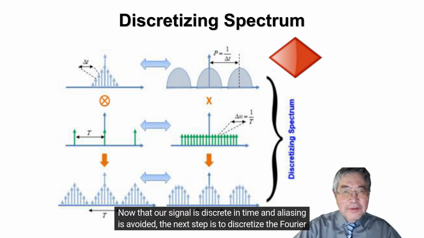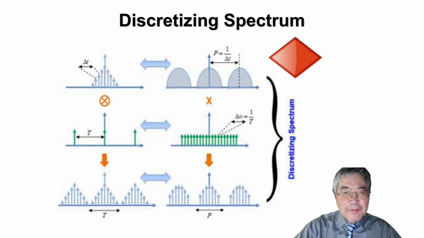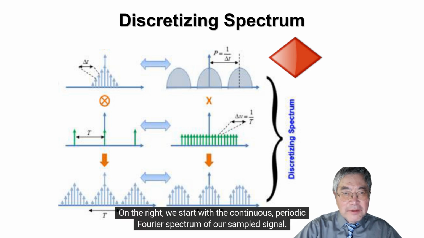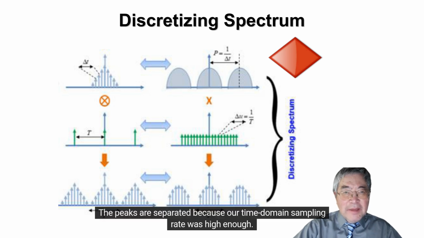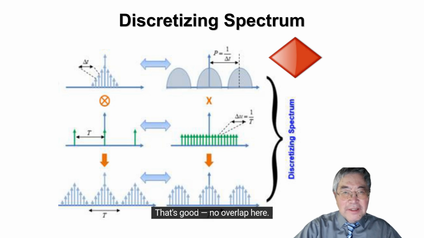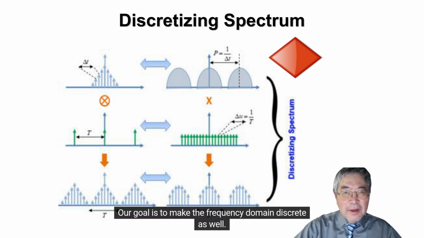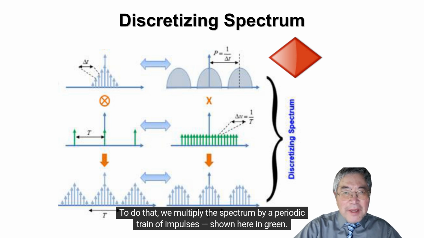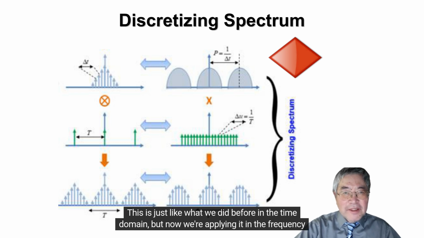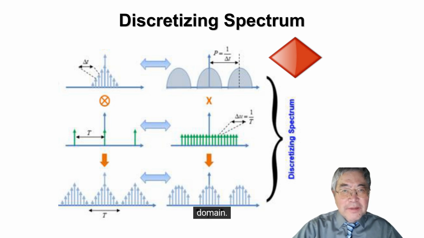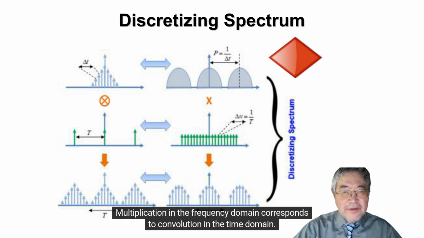Now that our signal is discrete in time and aliasing is avoided, the next step is to discretize the Fourier spectrum. On the right, we start with the continuous periodic Fourier spectrum of our sampled signal. The peaks are separated because our time domain sampling rate was high enough. That's good, no overlap here. Our goal is to make the frequency domain discrete as well. To do that, we multiply the spectrum by a periodic train of impulses, shown here in green. This is just like what we did before in the time domain, but now we're applying it in the frequency domain. Multiplication in the frequency domain corresponds to convolution in the time domain.